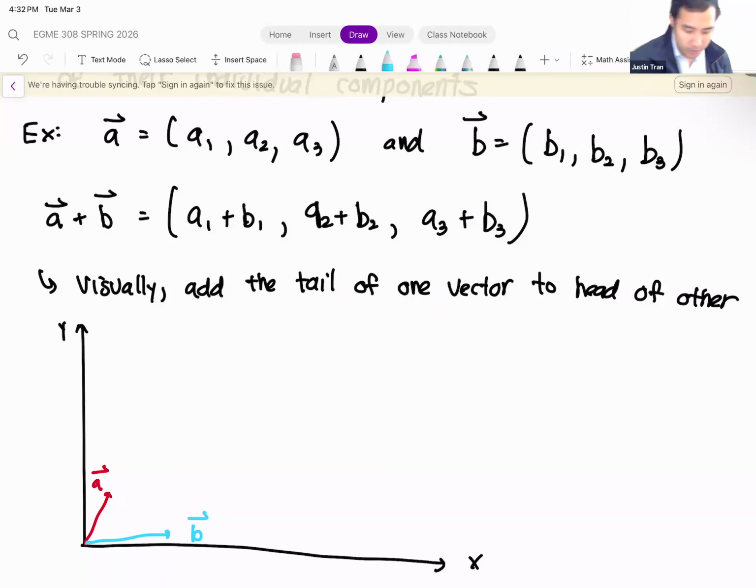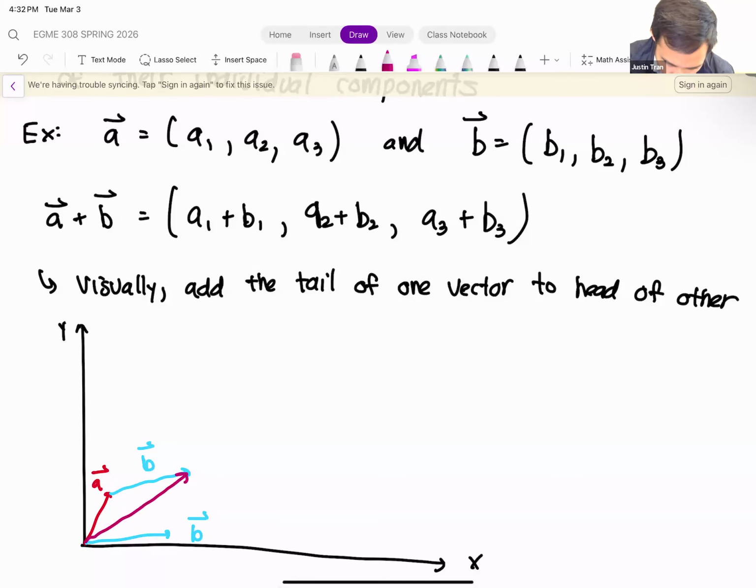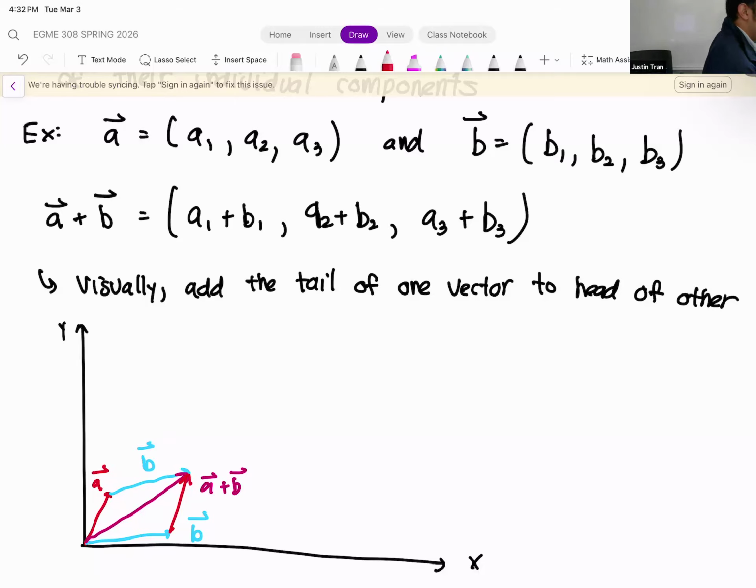We add these two together. So let's take B and add it to the end of A. Then we get a result that looks like this. So in purple here, I have A plus B. But you can see you get the same result if you take the tail of A and add it to B. It doesn't matter which you do. So vector addition is commutative, so it doesn't matter which order you take it in. You're going to end up with the same result.